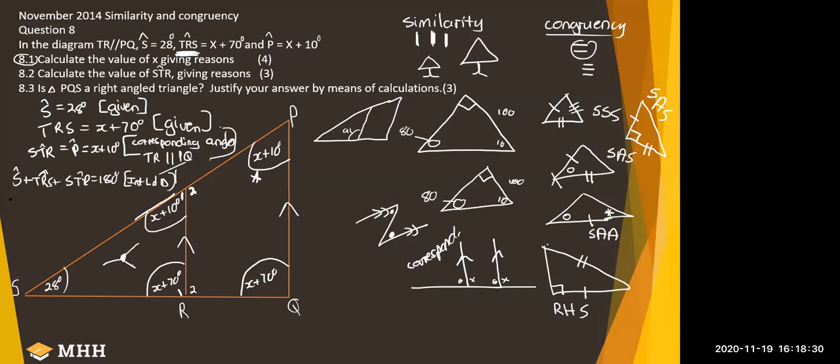Okay, so I'm going to say 28 plus x plus 10 plus x plus 70 is going to be equal to 180 degrees. Now you grab your calculator, x plus x is 2x, 28 plus 10 plus 70. Okay, it's plus 80 then, basically. It's 108.